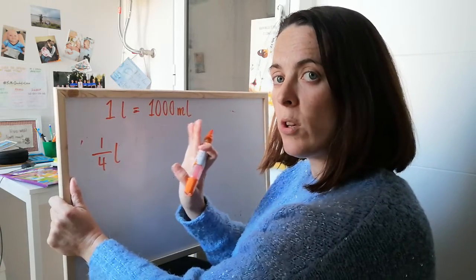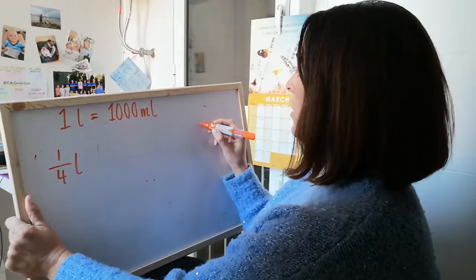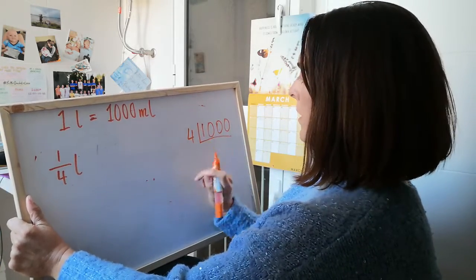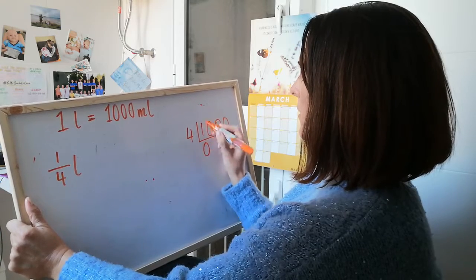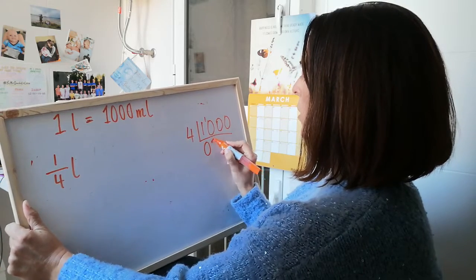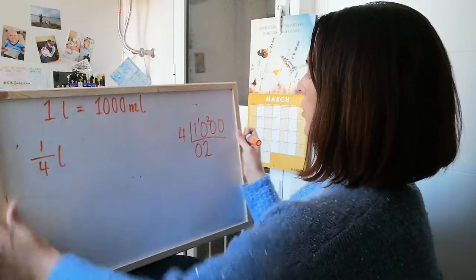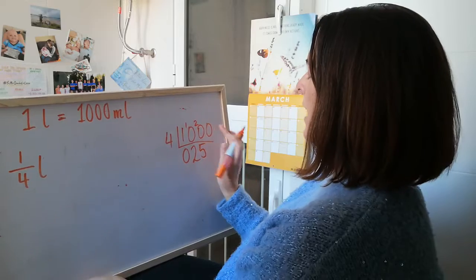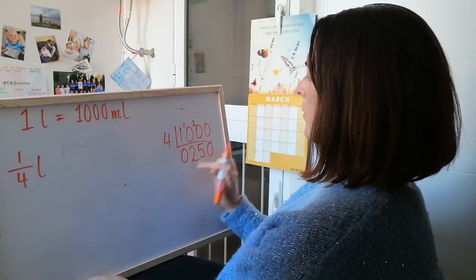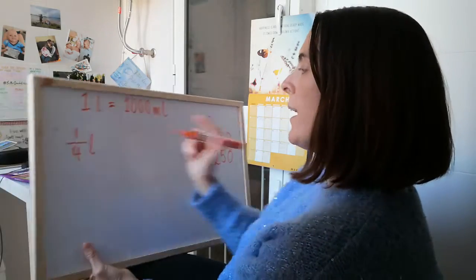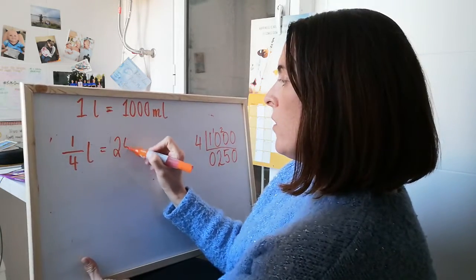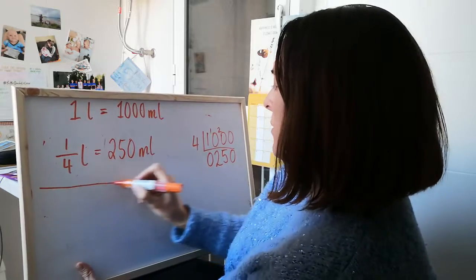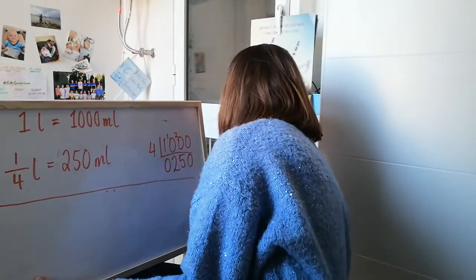Now, it's a number that you should know, but if you're not sure, you can divide 1000 by 4. So 1 divided by 4, I can't do. 10 divided by 4 goes 2 times and 2 left over. 20 divided by 4 is 5, and 0 divided by 4 is 0. Okay, so it's a number that we should know anyway. 1/4 of a litre is 250 millilitres. Okay, now I'm going to put a line under that, and I'm going to look at a trickier one.